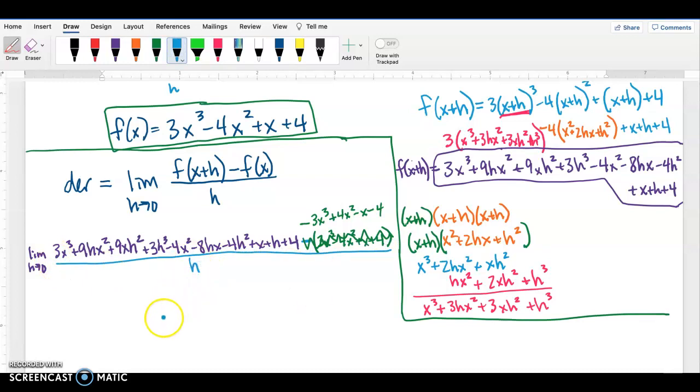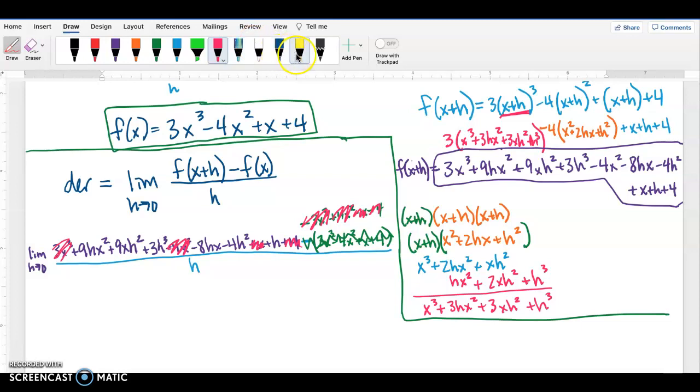So this is where the fun part begins, because you want to cancel stuff out. There's too much garbage here. We need to cancel it out. So 3x to the third cancels with the negative 3x to the third. Positive 4x squared cancels with negative 4x squared. Negative x cancels with positive x. And negative 4 cancels with positive 4.